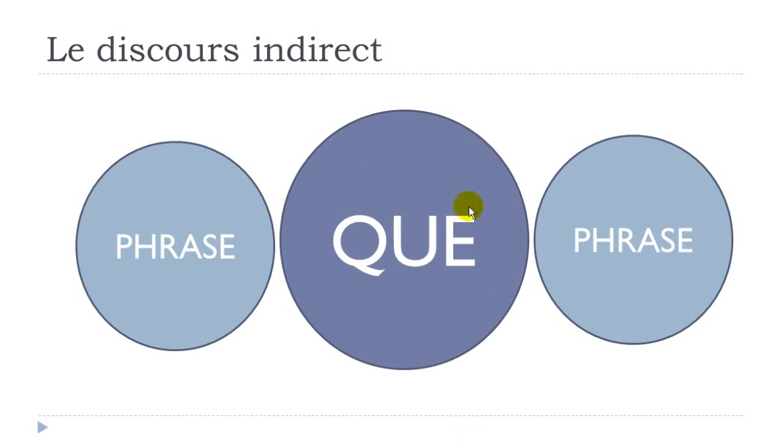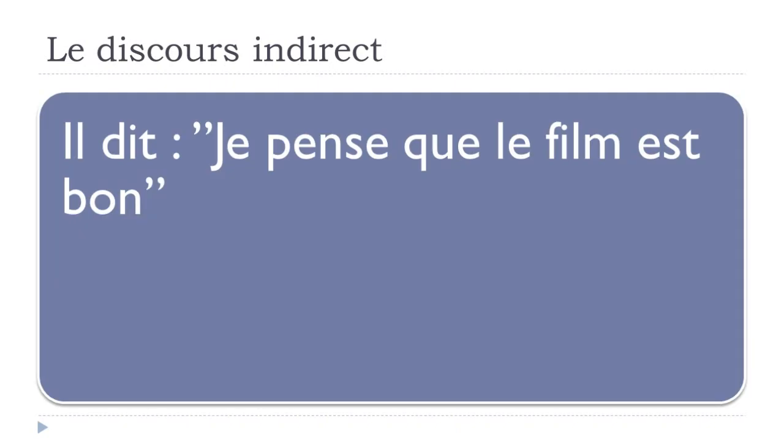So it evolves around this que thing, and then remember that, of course, as usual in French, if we've got vowels coming after, then this will have to go away. Okay, so let's see now one first example. Il dit, okay, dire is to say. He says, je pense que le film est bon. Je pense, so penser, I think, that le film est bon.